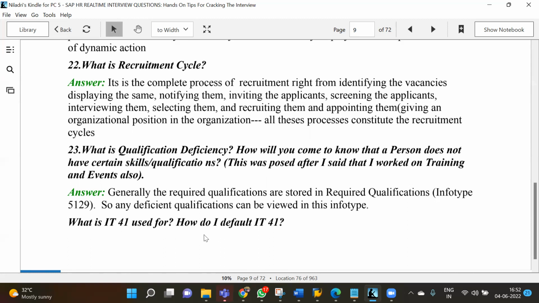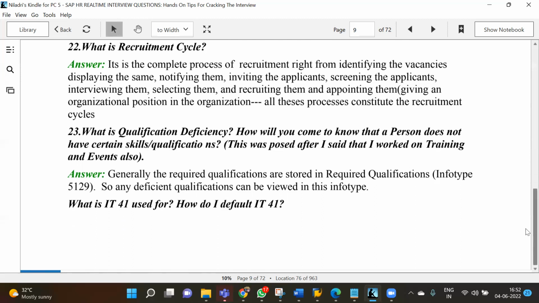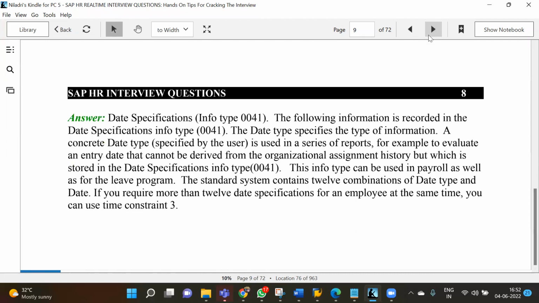Now the next question is, what is IT 41 used for? How do I default IT 41? So this is also a very nice question. If you have referred to Infotype 41, it's all about your date specifications, right? When you are joining, when you are leaving, any kind of probation period, if you have, let's say 6 months, 3 months, and so on.